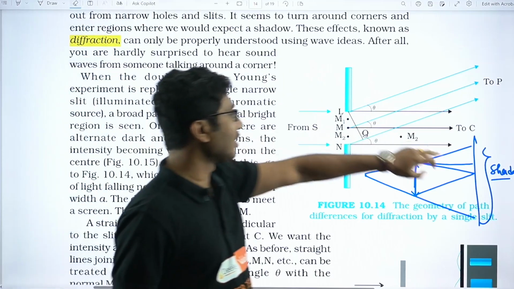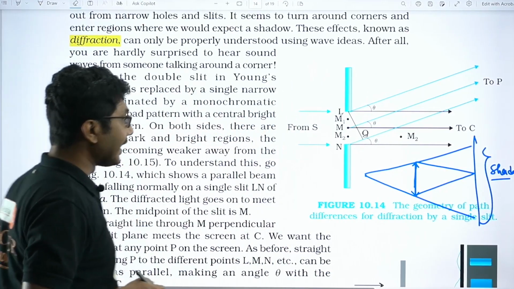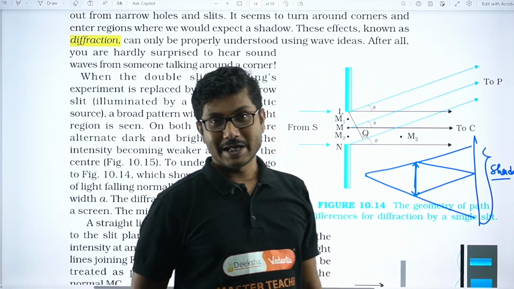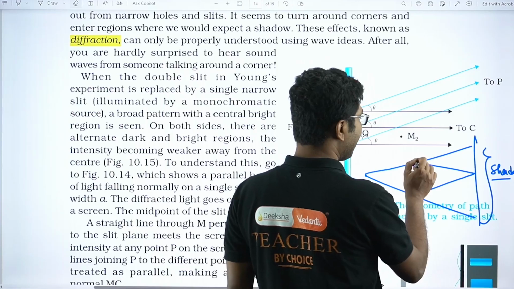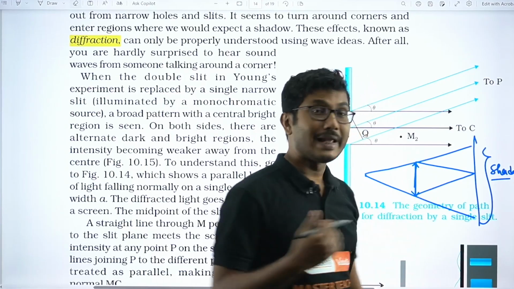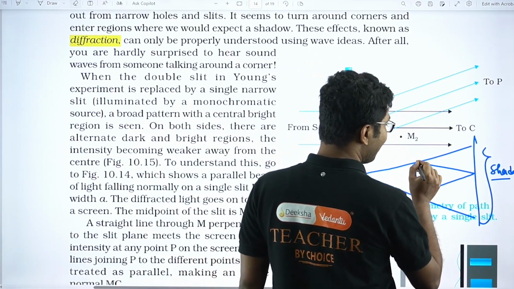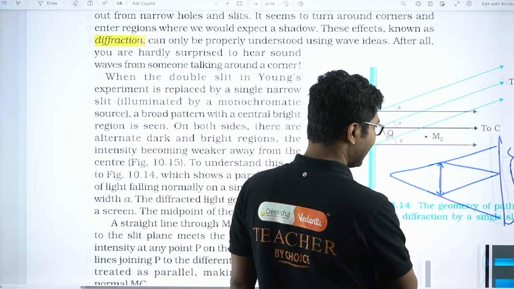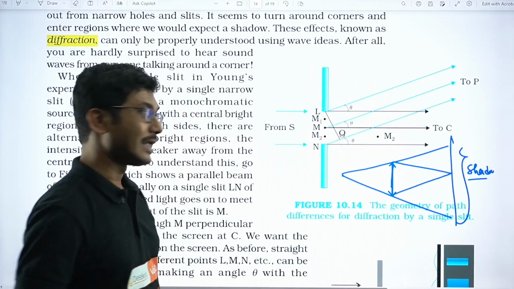This is happening because, as we learned in the Huygens principle, any point in the primary wavefront behaves like a source of secondary wavelets. So these points behave as secondary sources, and they can emit light in all possible directions. So light can travel in this direction. That is the main reason.